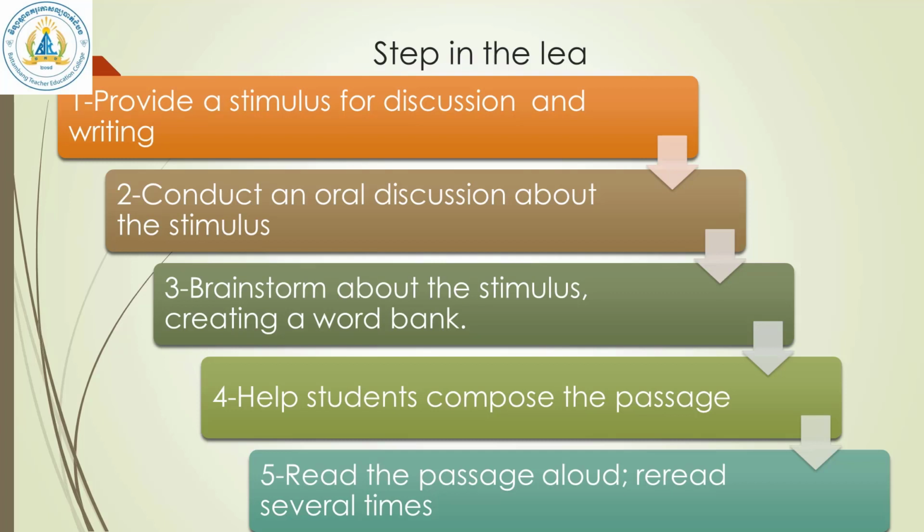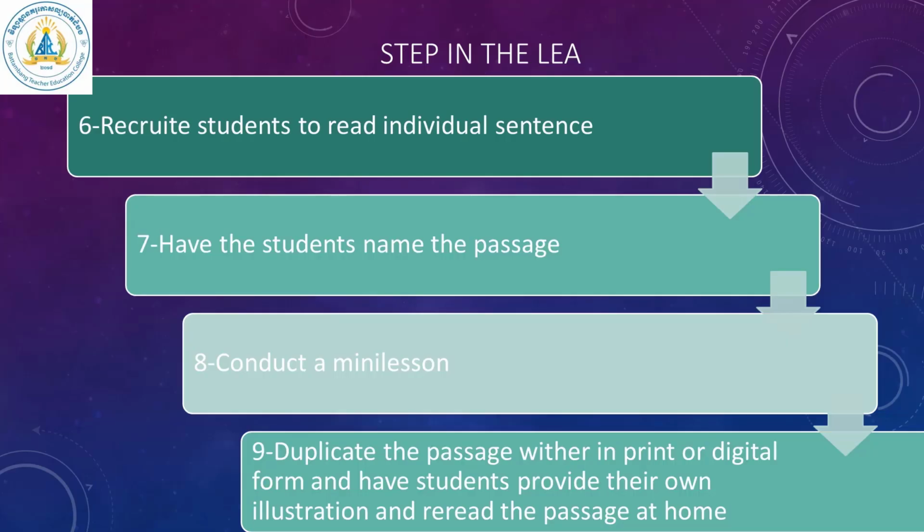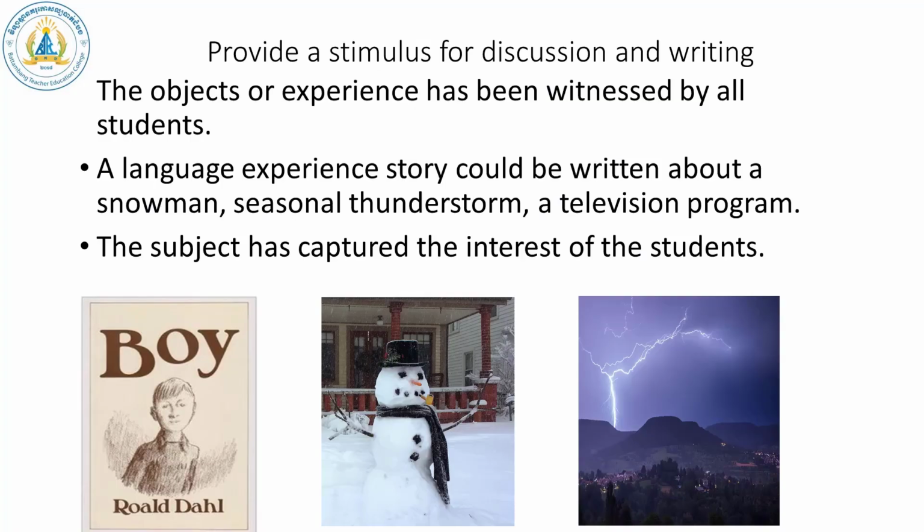5. Read the passage aloud, rereading several times. 6. Recruit students to read individual sentences. 7. Have the students name the passage. 8. Conduct a mini lesson. 9. Duplicate the passage, whether in print or digital form, and have students provide their own illustration and reread the passage at home. Provide a stimulus for discussion and writing. The stimulus for writing or discussion is usually a concrete object or a current event, but it can encompass anything that all members of the group have recently experienced.